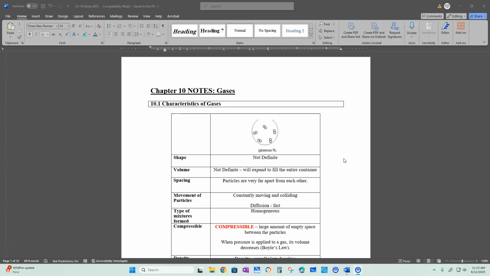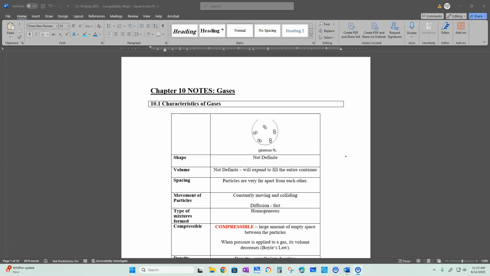We're going to start learning about not only gases, but their behaviors, gas laws, and how their motions get affected by changing certain variables. So, in 10.1, characteristics of gases. Gases' shapes are not definite. Their volume is not definite because they can spread out throughout the whole entire container.